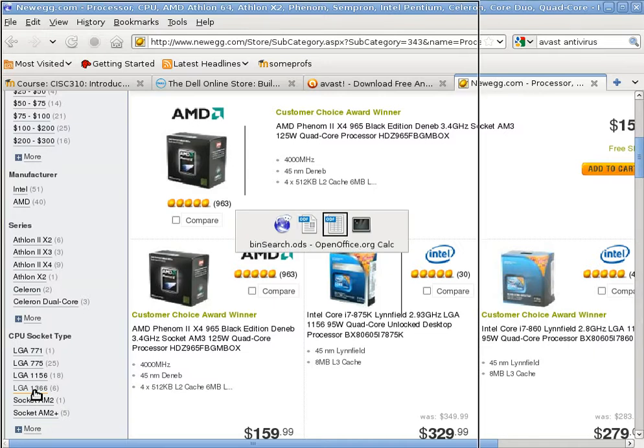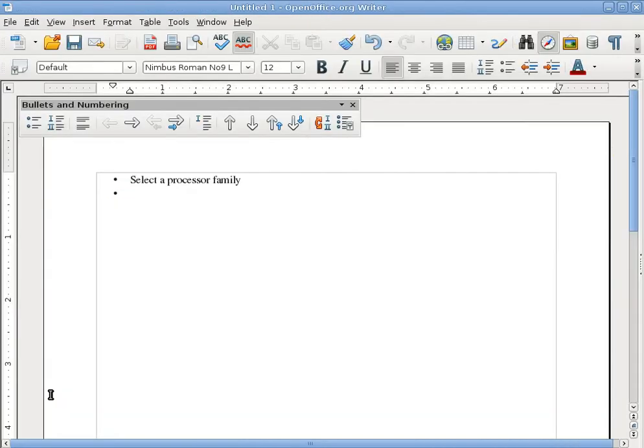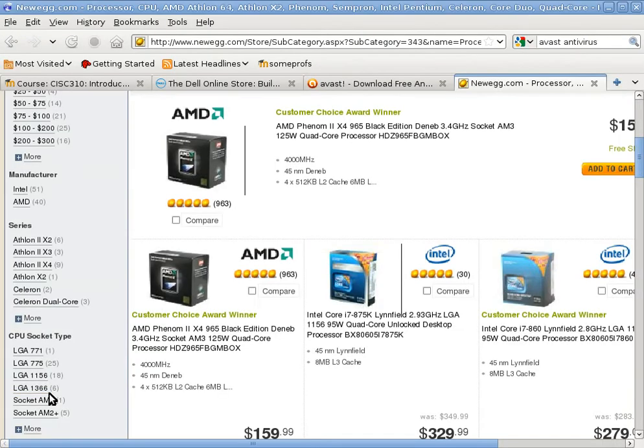Okay, so we want to write down here. Pay attention to processor manufacturer. Usually it's either Intel or AMD. You also have to pay attention to the pin counts, or they call it form. What is the technical name of that? Socket type.